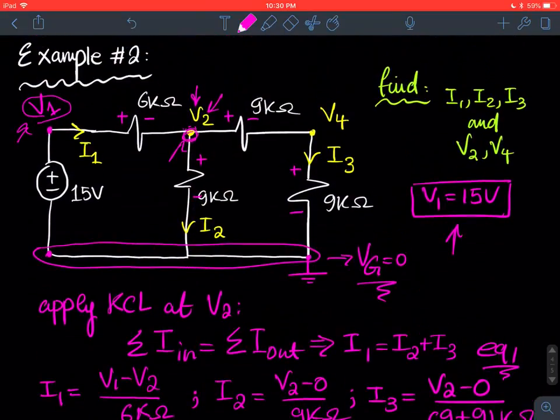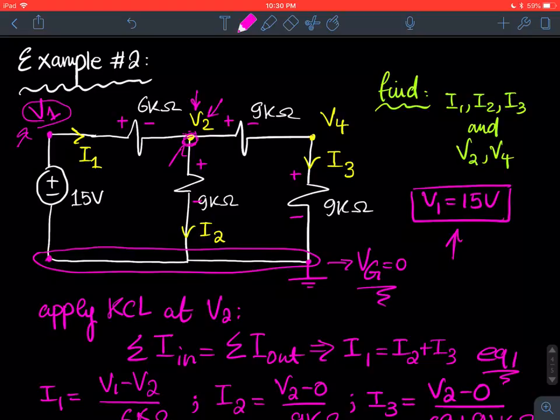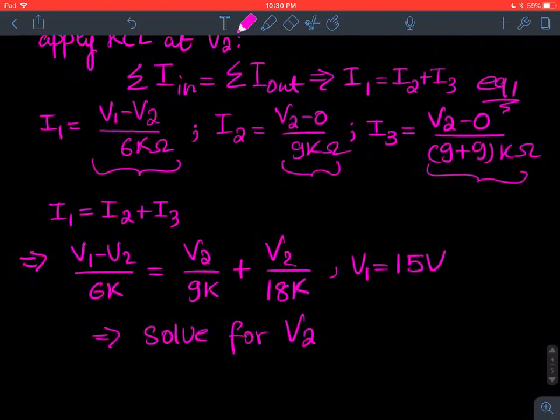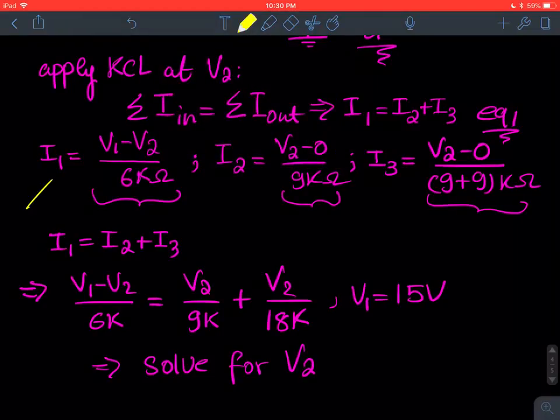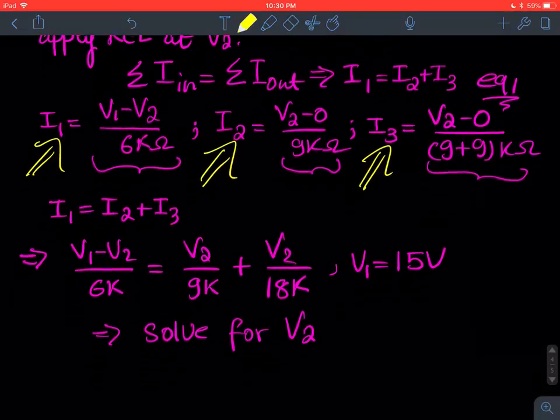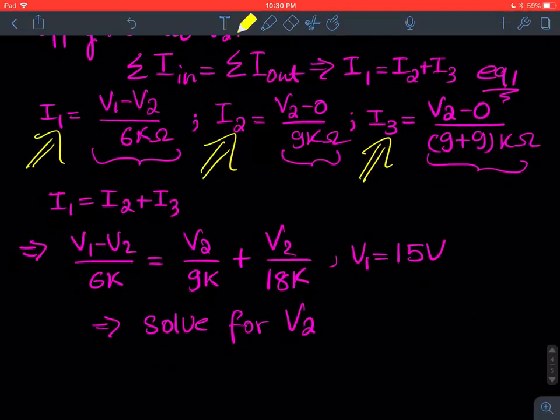So now that I found the value of V2, I still need to find the currents and V4. Looking at any one of these expressions, I can easily find the branch currents, because if I look at I1, I know the value of V1, and I just calculated the value of V2, so I can find I1. Same thing with I2, I have the value of V2. Same thing with I3, I have the value for V2.